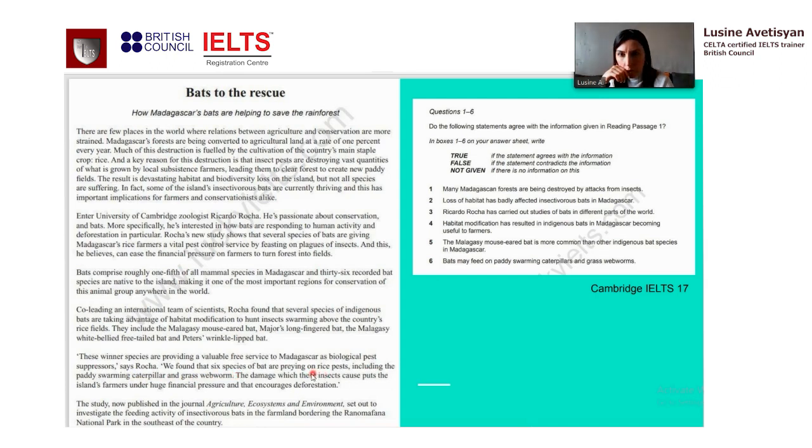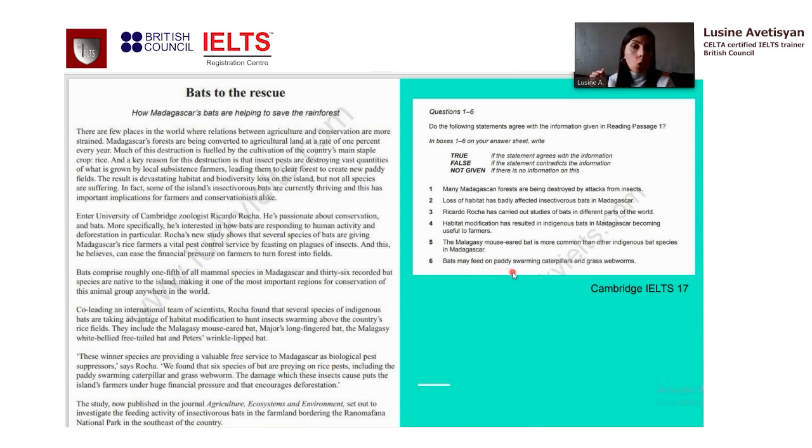We found that 6 species of bats are preying on. When I'm skimming and scanning through the passage, I see words that mean the same as my question, and the word is prey on something. Prey is when you hunt, or animals hunt and they get their food. So they prey on, they eat. What do they eat? They eat rice pests, okay, including what types? Do they include paddy swarming caterpillars and grass webworms? Including the paddy swarming caterpillars and grass webworms. So we found that 6 species of bats are preying on.